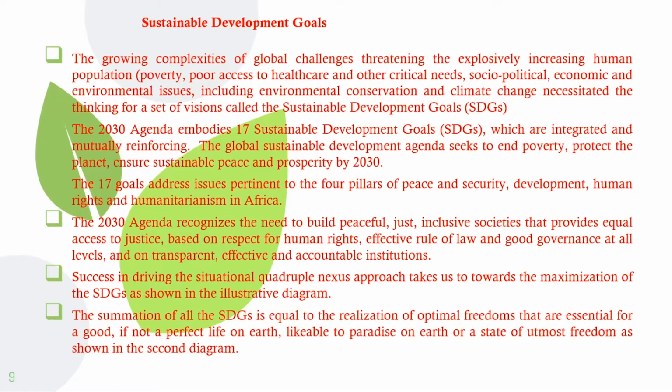Success in driving the situational quadruple nexus approach takes us towards the maximization of the SDGs as shown in the illustrative diagram. The summation of all the SDGs is equal to the realization of optimal freedoms that are essential for a good, if not a perfect life on Earth, likened to paradise on Earth, or a state of utmost freedom, as shown in the second diagram.